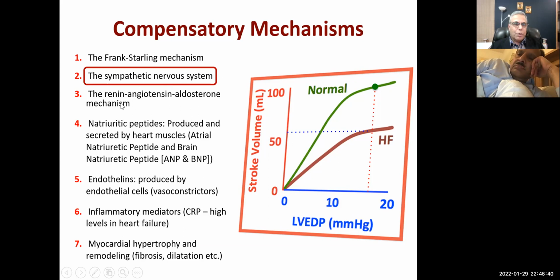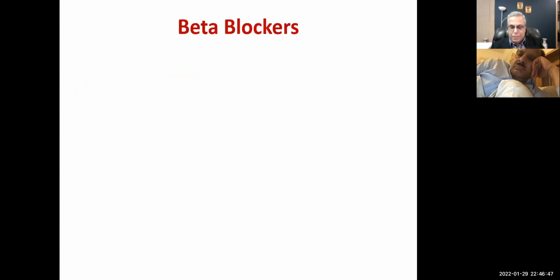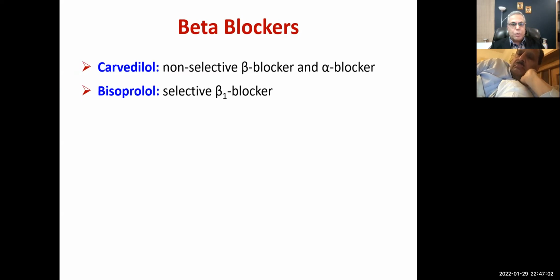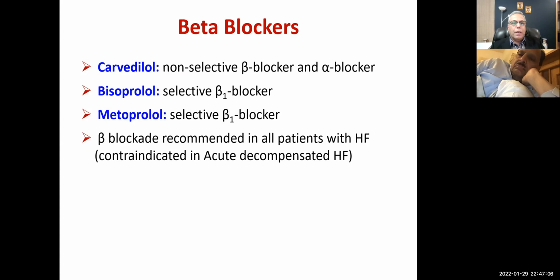We use ACE inhibitors for the renin-angiotensin-aldosterone system. And the next, again, we are still on beta blockers. So carvedilol is a non-selective beta and alpha blocker. Alpha-1 can cause vasoconstriction, so alpha blockers are also vasodilators. Bisoprolol is selective beta-1, and so is metoprolol, okay?